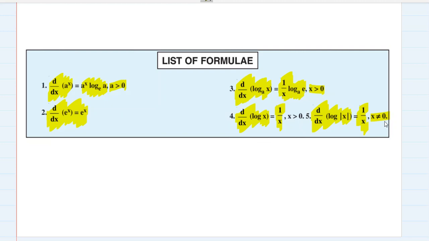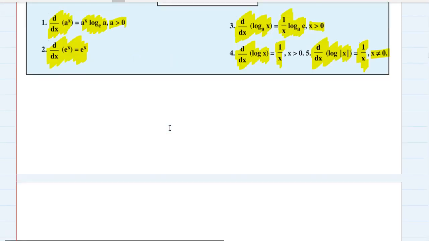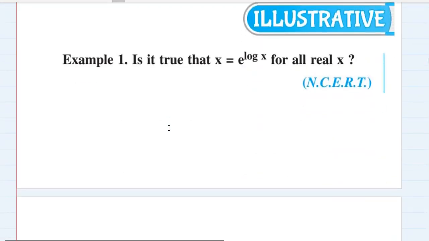These are a few formulae which we are going to use in the next part, which is based on the differentiation of exponential and logarithmic functions. Let's start with the first question. Is it true that x is equal to e raised to log x for all real x? That means, is this equation true for all the real values of x?